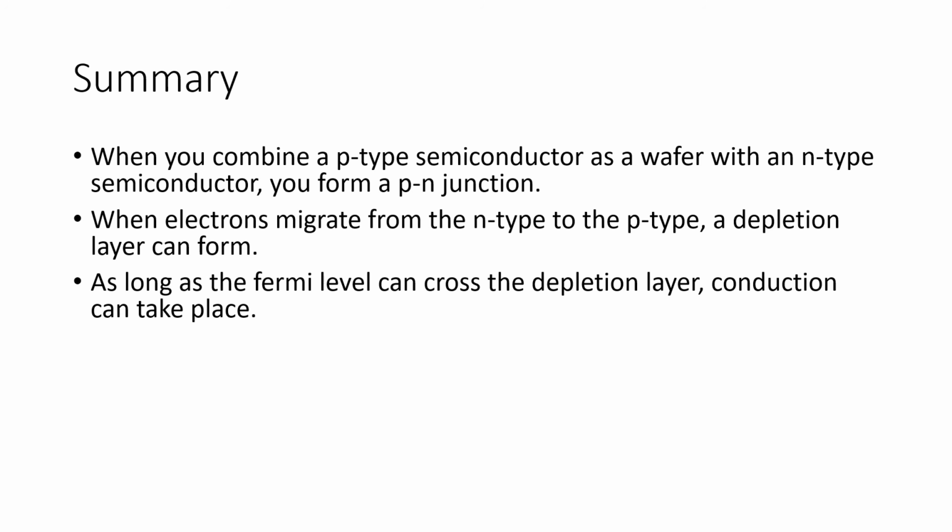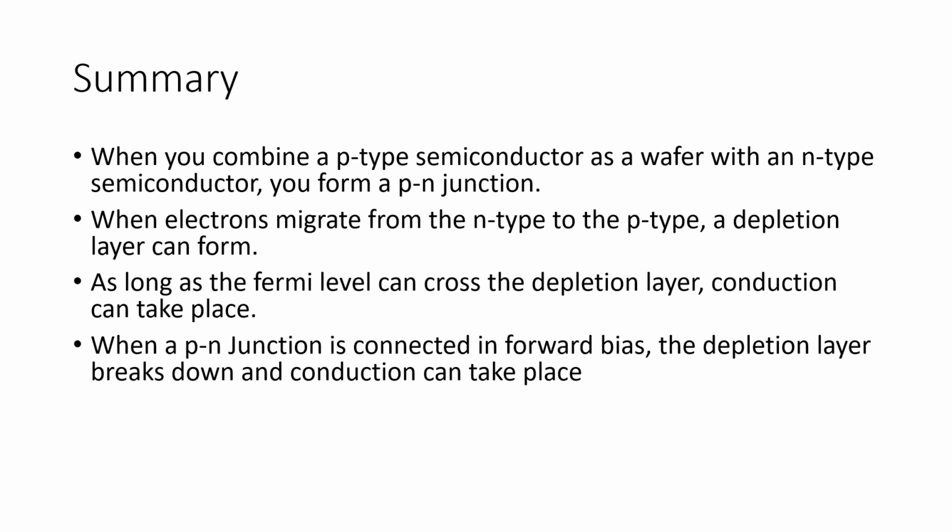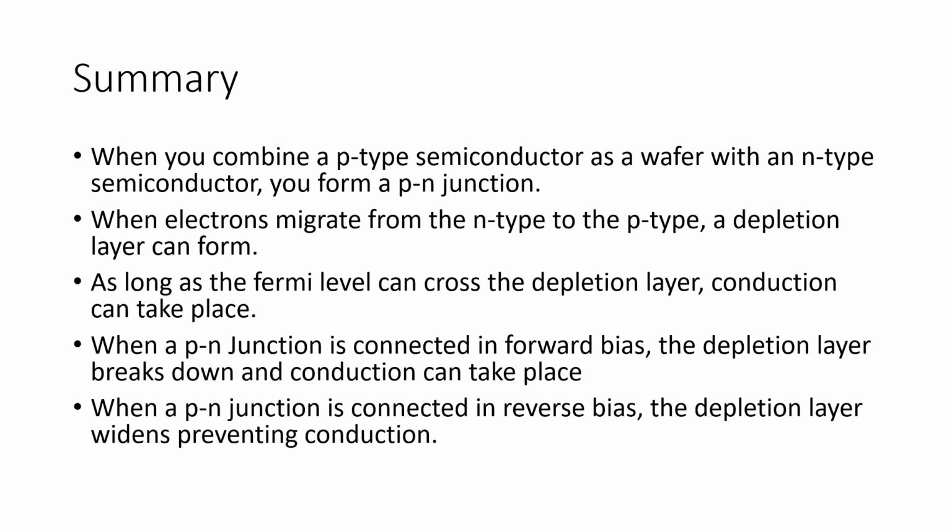In terms of band theory, so long as the Fermi level can cross the depletion layer, conduction can take place. Whenever a p-n junction is connected in forward bias, the depletion layer breaks down and conduction can take place. The Fermi levels of both p and n-type can cross the depletion layer very easily in terms of band theory. Whenever a p-n junction is connected in reverse bias, the depletion layer widens, which prevents conduction, and both Fermi levels of p-type and n-type cannot cross the depletion layer whenever we're looking at it in terms of band theory.